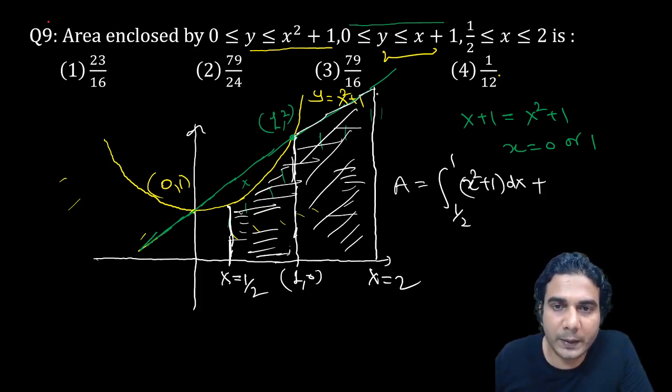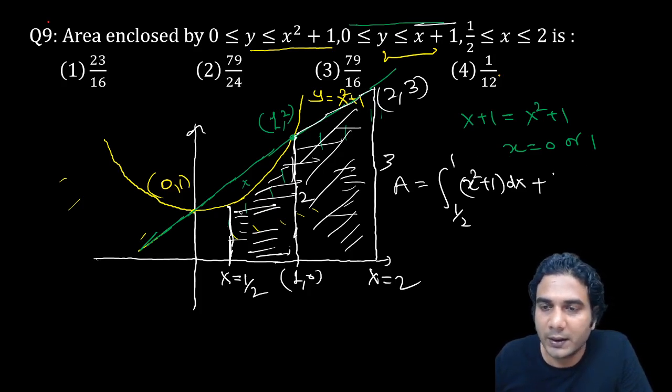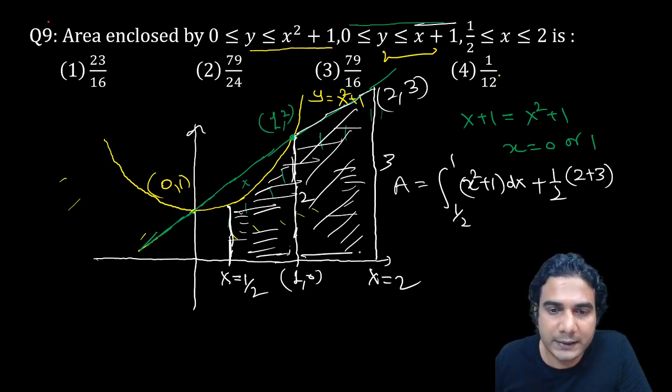So area of this trapezium is, this point is 2 comma what? Just put 2 in this, so you'll get 2 comma 3. So you know this side is 3, this side is 2, so 1 by 2 sum of parallel sides 2 plus 3 into distance between the parallel sides, which is 1, all right? That's it, done. Now let's integrate this.